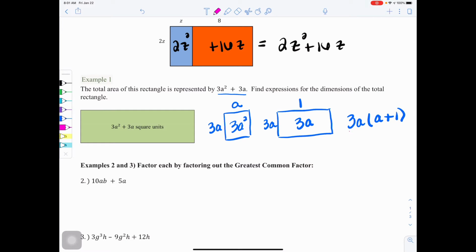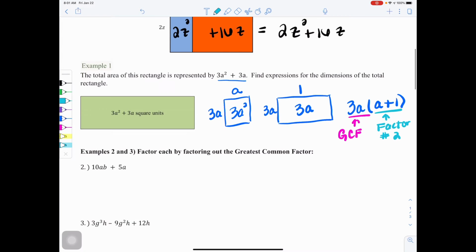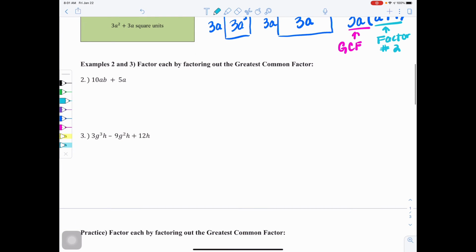This part of the expression right here is the GCF, or greatest common factor. And then this part of the expression is factor number 2, we'll call it. So it's just another factor. So this is leading into a type of factoring that we're going to do called factoring by factoring out the greatest common factor.